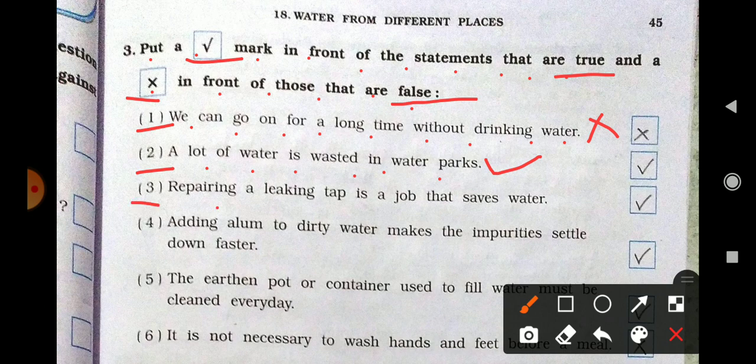Four, repairing a leaking tap is a job that saves water. Yes, we must repair our leaking tap. If your house tap is leaking, we must repair it to save our water. Four, adding alum to dirty water makes the impurities settle down faster. Yes, when we add alum to dirty water, the impurities settle down. It's very fast.